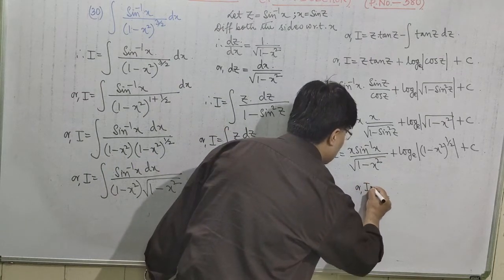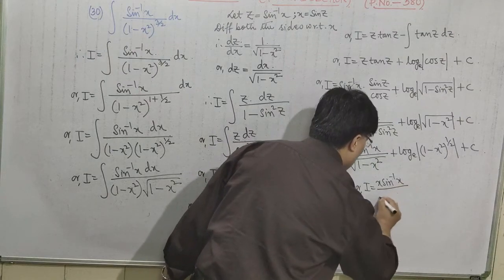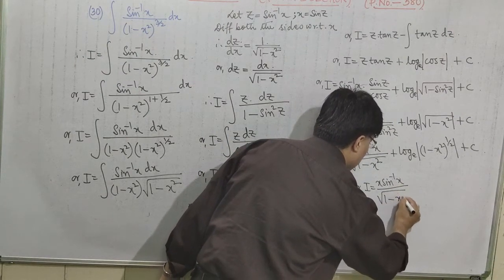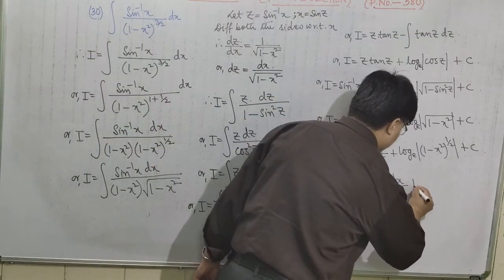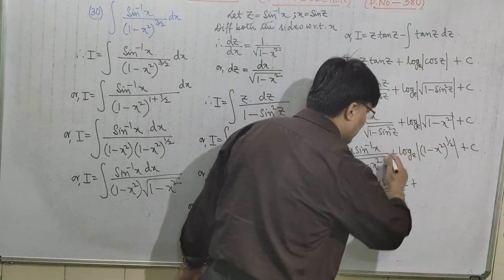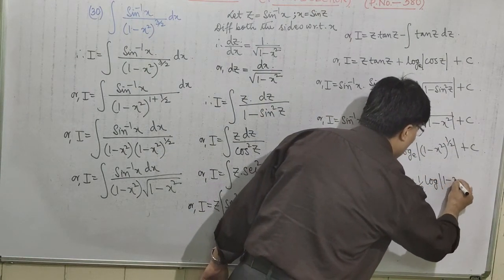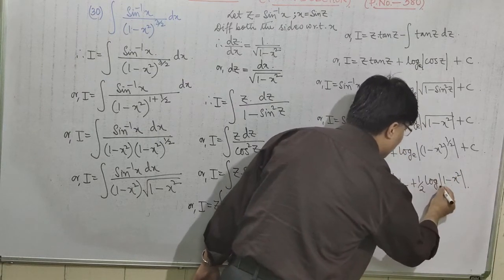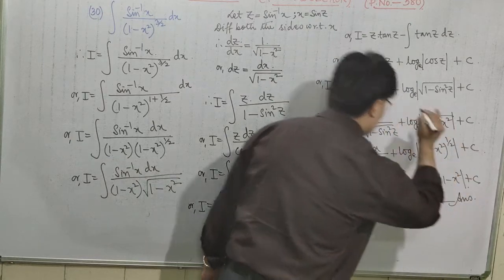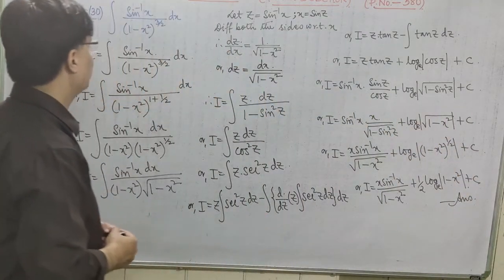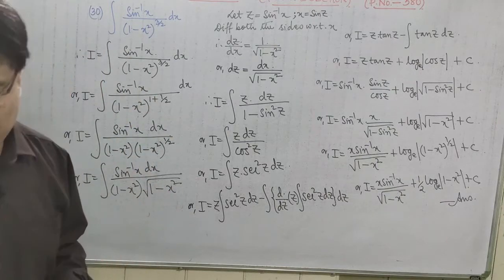So I is equal to x sine inverse x divided by root over 1 minus x square, plus, now half becomes the coefficient. This is half log within mod 1 minus x square mod sign closed, the base is e, then you should write plus c. So this is the final answer. So I think you have understood it. So you can copy it. Now we'll do the next question.